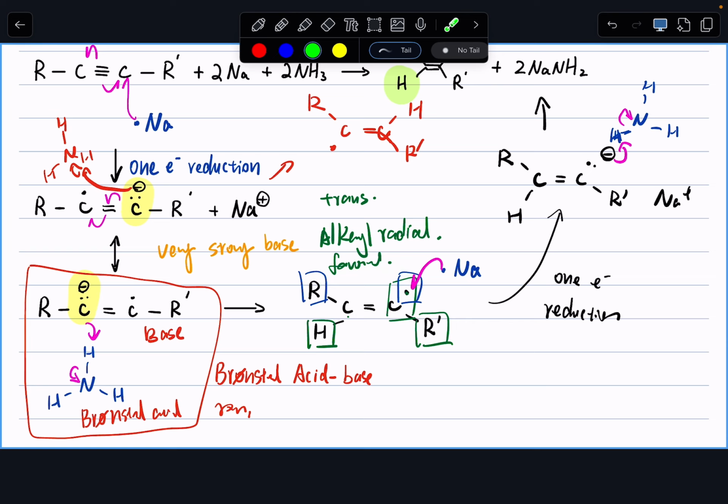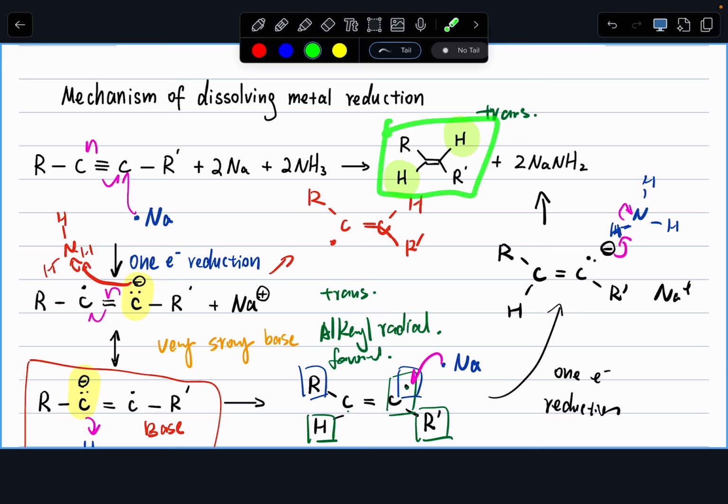Can you draw that completely, like the whole product, just so I can check it? This one? Would it be attached? Oh wait, never mind. Okay.